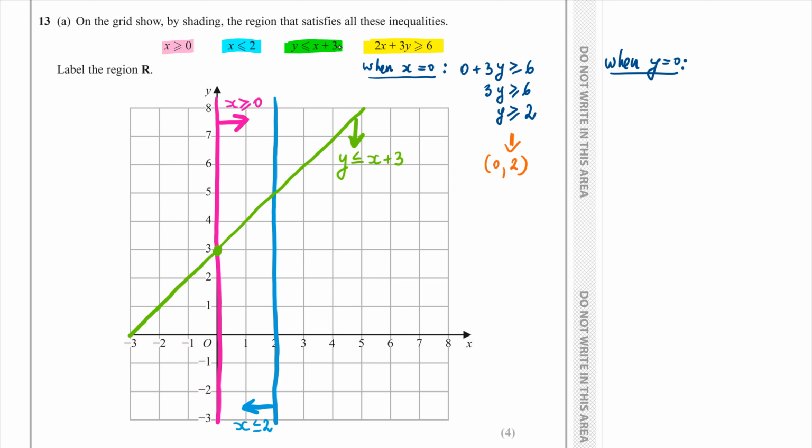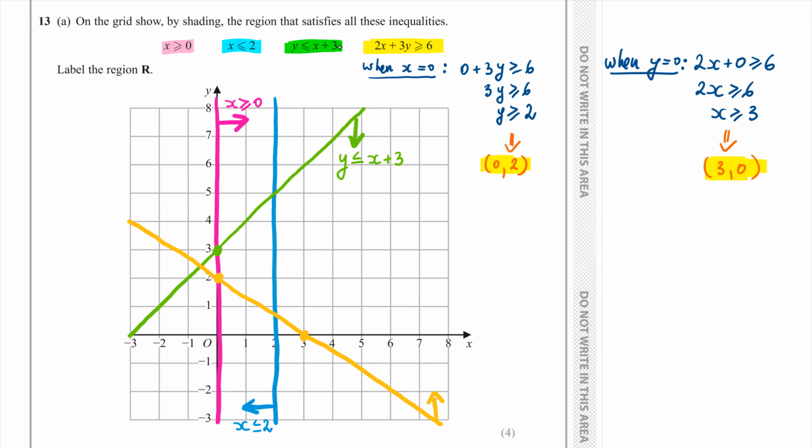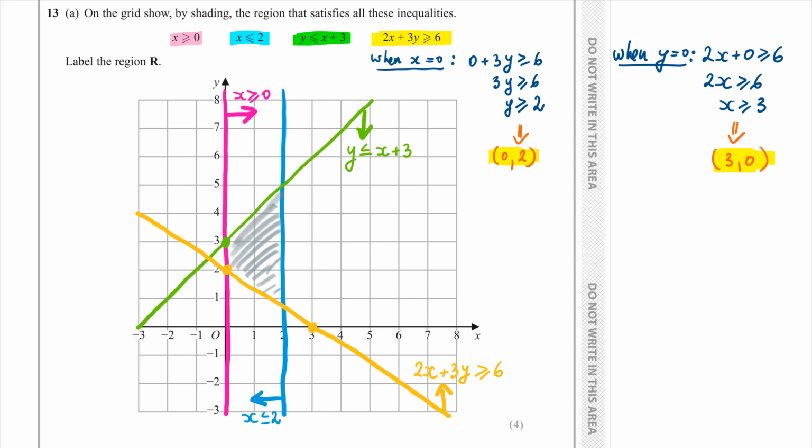When y is equal to 0, we have 2x plus 0 is larger or equal to 6. Simplifying this, x is larger or equal to 3. So the coordinate point that we are looking for when y is equal to 0 is 3, 0. Plotting these 2 points on the graph, we can draw the line 2x plus 3y equals 6. The region above this line represents the inequality 2x plus 3y larger or equal to 6. We need to shade in the overlapping region and label it with R.